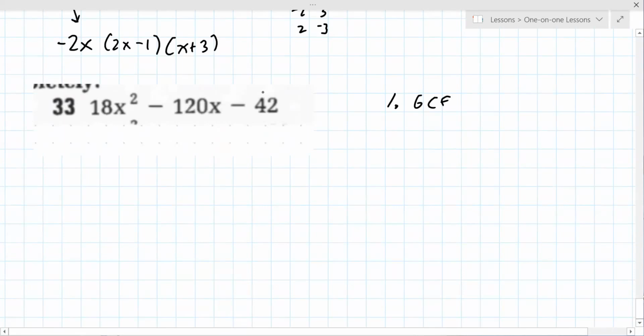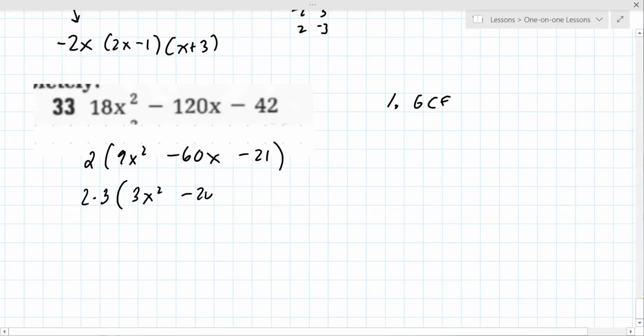And this is where it's a bit troubling. Let's just say you didn't know anything really, and you're like, I don't even know. Let's just try 2. Does 2 work? Look at 9x squared minus 60x minus 21. You still have to see, can another number go into these 3? And another number does go in, which is 3. So imagine that there's a 3 on the outside. That's 3x squared minus 20x minus 7.